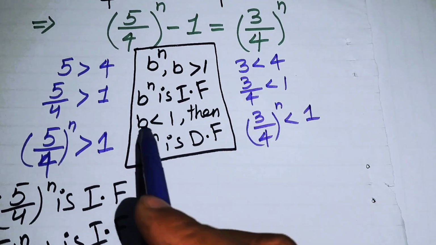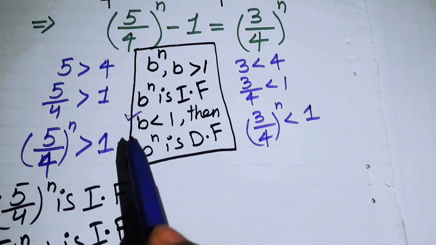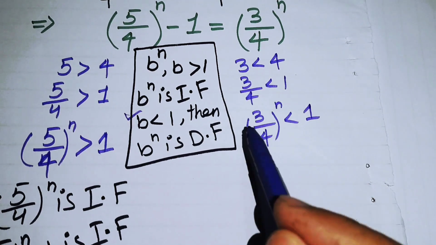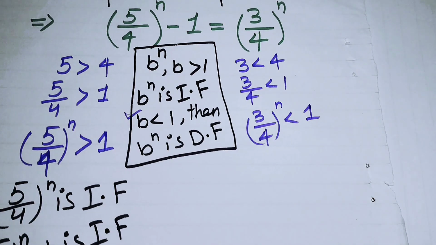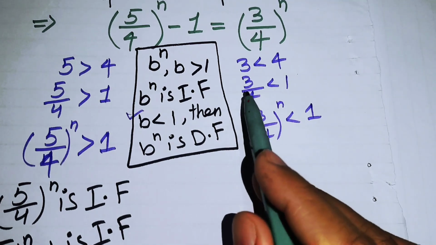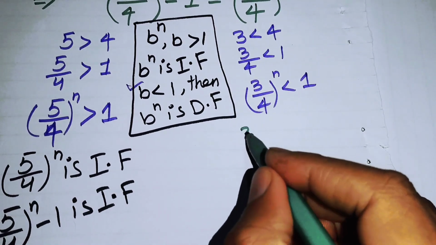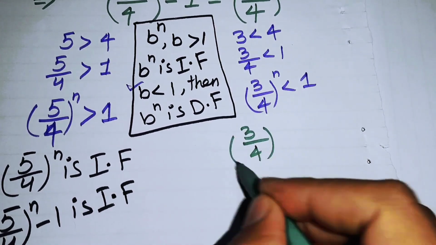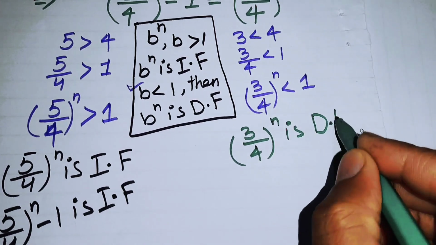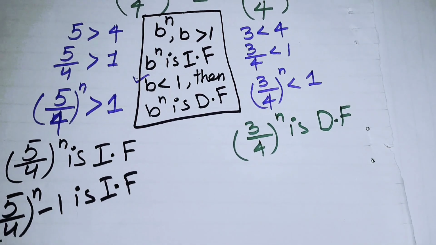But here you see that according to this law or this fact, our base is less than 1, so this function is called the decreasing function, because here our b is less than 1. Then we say that 3 over 4 and its whole power n is decreasing function.